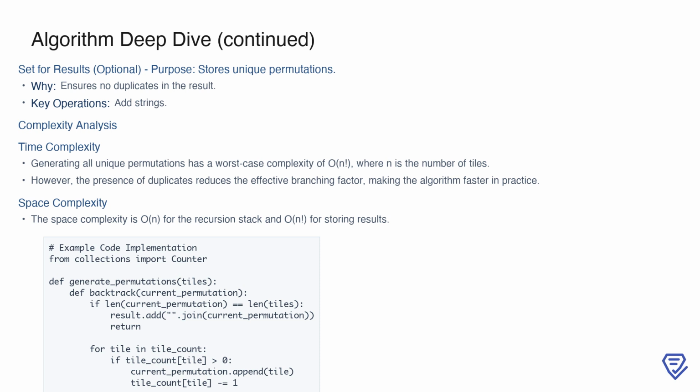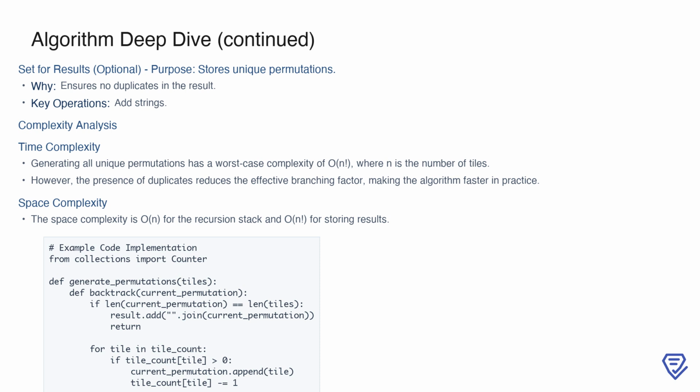Regarding complexity, the time complexity of generating all unique permutations is O(n!), where n is the number of tiles. This factorial growth reflects the number of possible arrangements. However, the actual runtime is often faster due to the reduced branching factor when duplicates are present. The space complexity is O(n) for the recursion stack, as we build the permutations recursively, and O(n!) for storing the results, given that each unique arrangement is stored in memory.